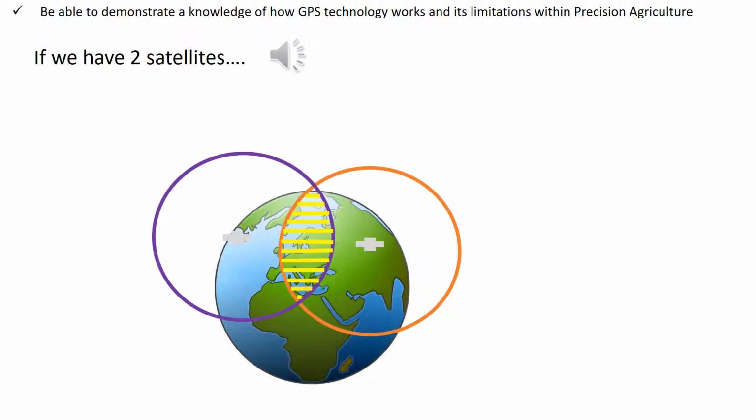If we have two satellites connecting to the GPS receiver, then we have two circles around the Earth, each of the same distance from each satellite. Where they intersect is the possible location of where the GPS receiver could be. This is shown in the yellow shaded area. This is quite a large area, not precise at all. So we do need more than two satellites.